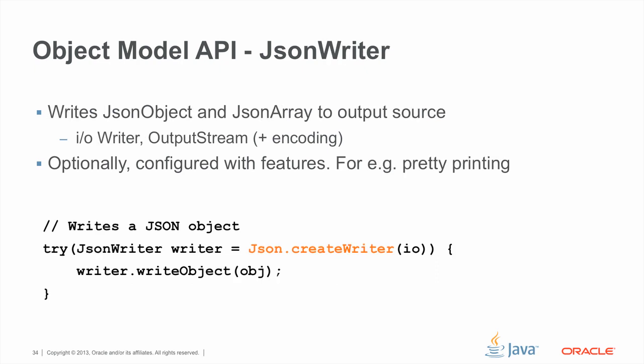Similarly, JSON object and JSON array could be written to an output source. The output source could be a character stream or a byte stream. The way you create a writer is JSON.createWriter and give that output source. Once you have the JSON writer, you write that JSON object using writer.writeObject. The JSON writer also could be configured with some features. For example, if you want to emit this JSON in a pretty format, you could configure the writer for pretty printing.